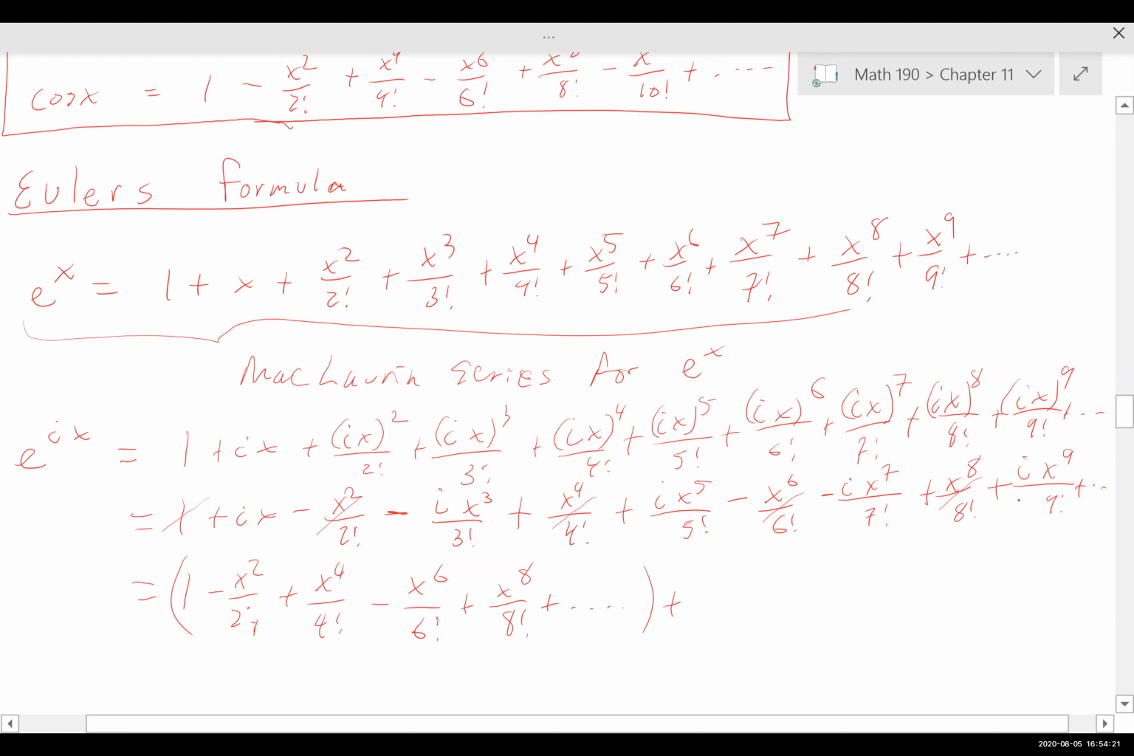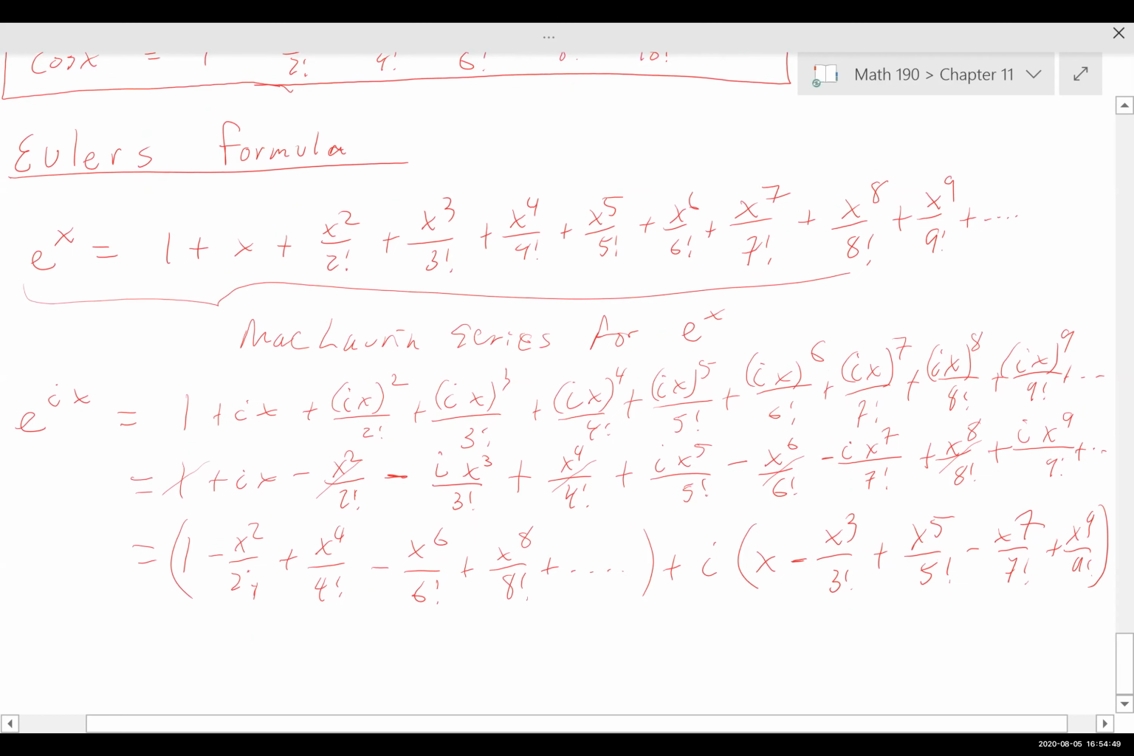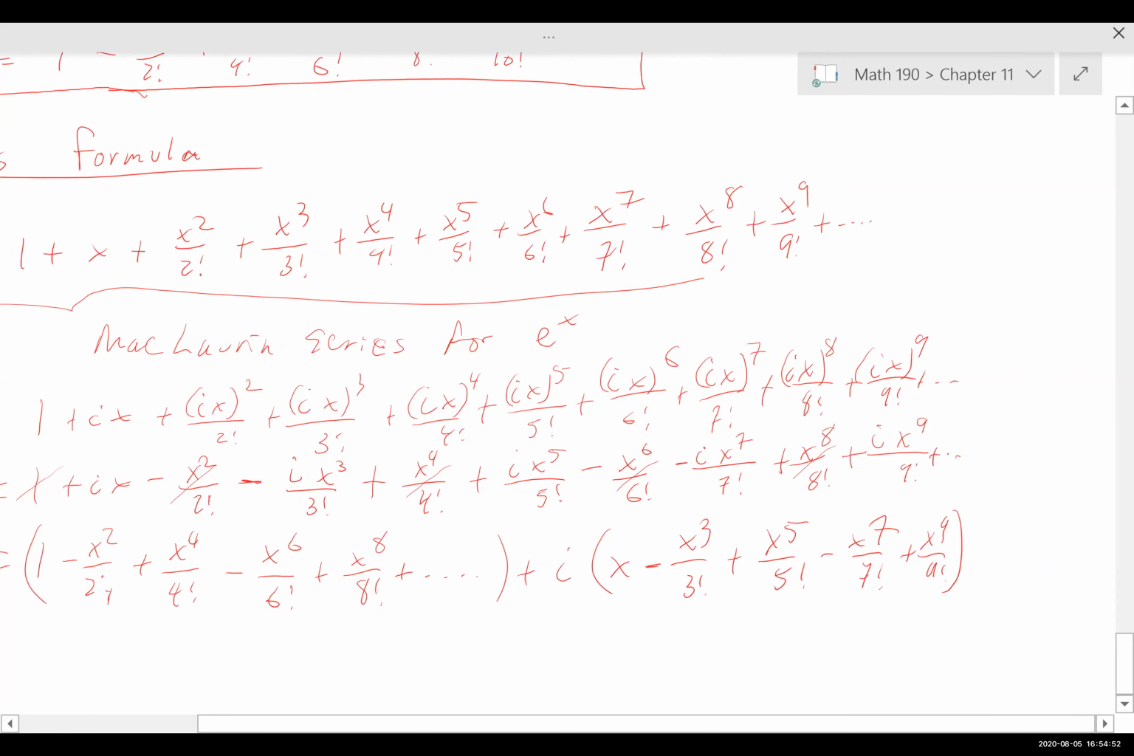is left over. So I'm going to factor out that i. I times x minus x cubed over 3 factorial plus x to the 5th over 5 factorial minus x to the 7th over 7 factorial plus x to the 9th over 9 factorial, plus dot, dot, dot. These are going to go on forever as well.